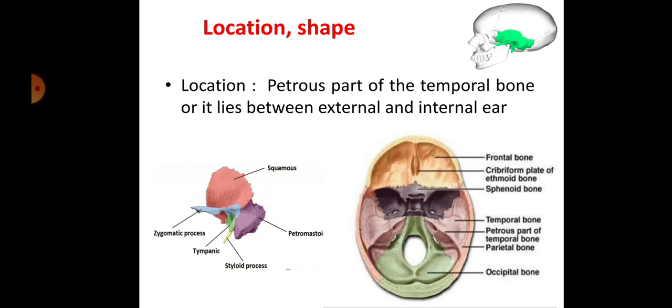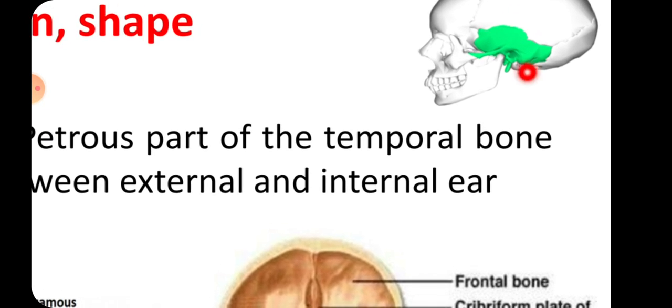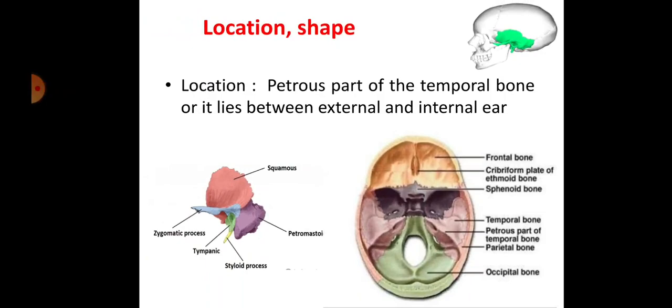Next, the location. The middle ear is located in the petrous part of the temporal bone, between the external and the internal ear. Then what is this petrous part of the temporal bone? Almost all students know this is a skull. In the lateral aspect of the skull there is a temporal bone; this green colored part is the temporal bone. In it you can see an opening, the external acoustic opening, with parts of the temporal bone above, posterior and below it.